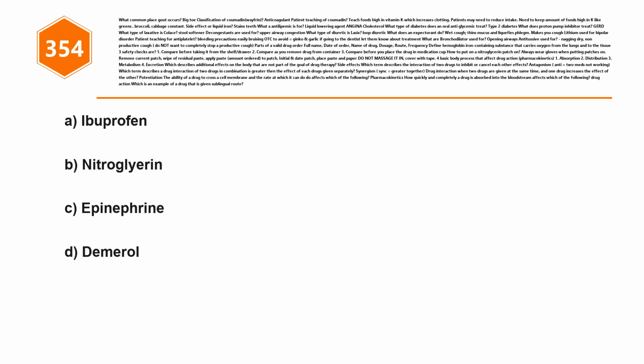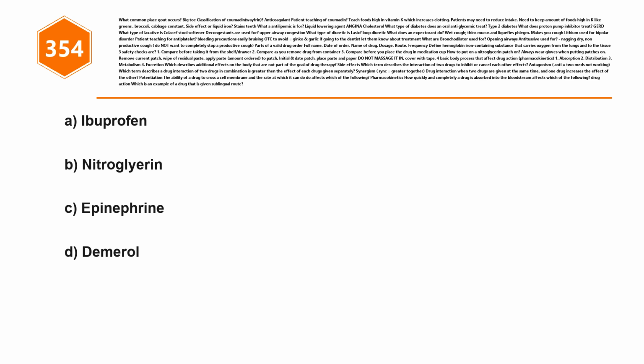Side effect of liquid iron: stains teeth. What is an antilipemic for? Lipid lowering agent. Angina. Cholesterol. What type of diabetes does an oral antiglycemic treat? Type 2 diabetes. What does a proton pump inhibitor treat? GERD. What type of laxative is Colace? Stool softener. Decongestants are used for upper airway congestion.